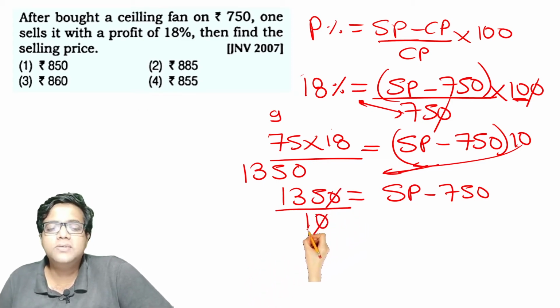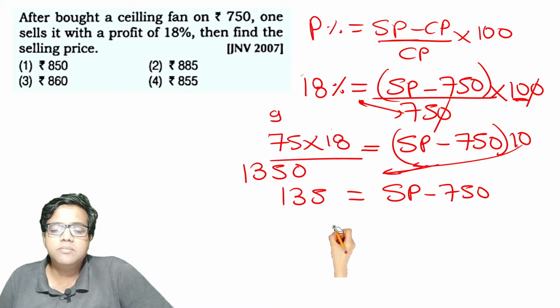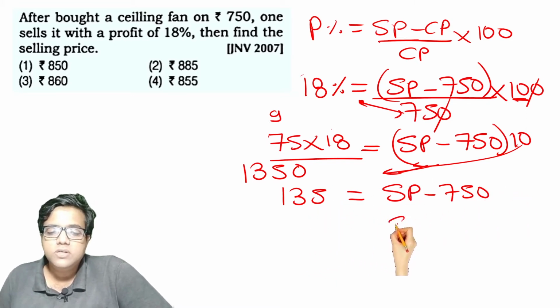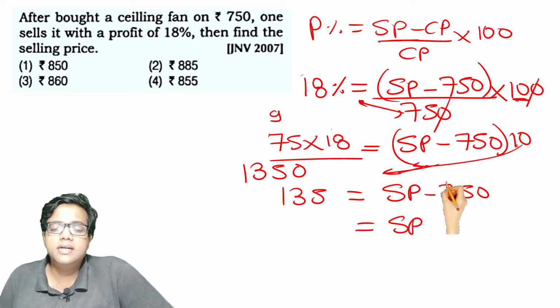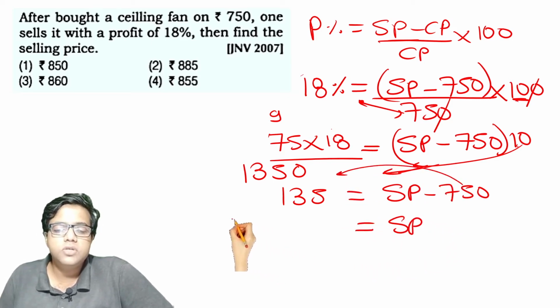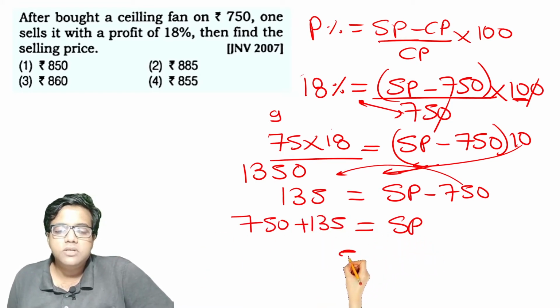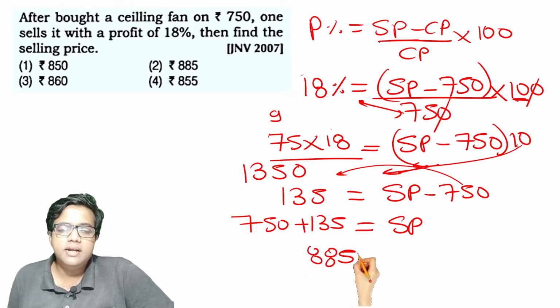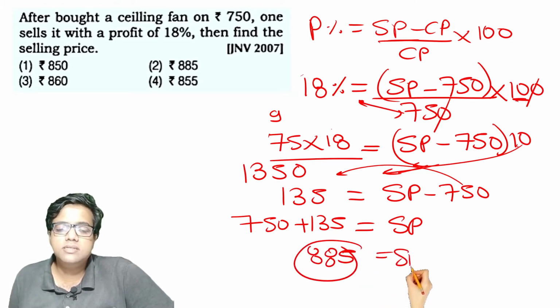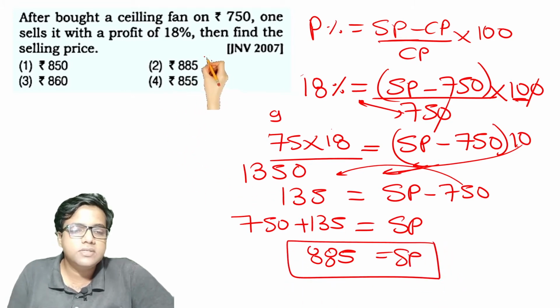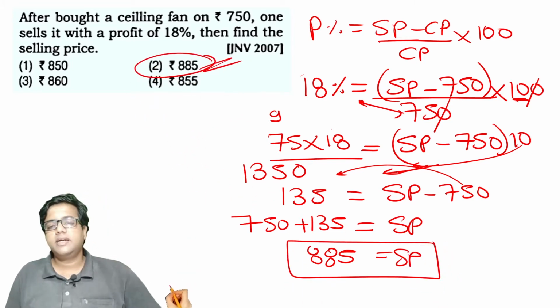This way also I can do, right? So I'm left with this number: 135 is equal to selling price minus 750. So the selling price remains there on the right hand side. 750 crosses over. We will get 750 plus 135. When you solve this, you will be left with 885 rupees as the selling price. 885 is the right answer for this question. Option 2 is the right answer.